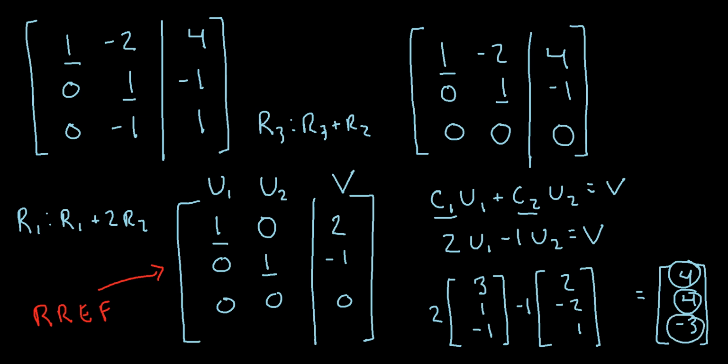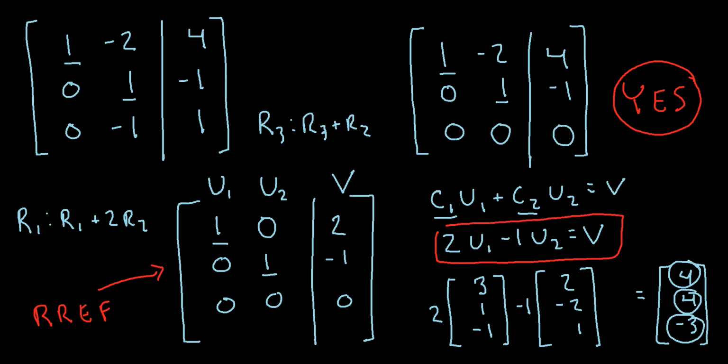So that's a way to double check ourselves. So in the end, we're going to write yes. It is possible to write v as a linear combination of u1 and u2. And this is the actual formula that we can use to write that linear combination.